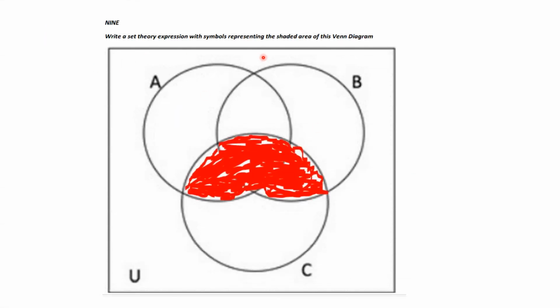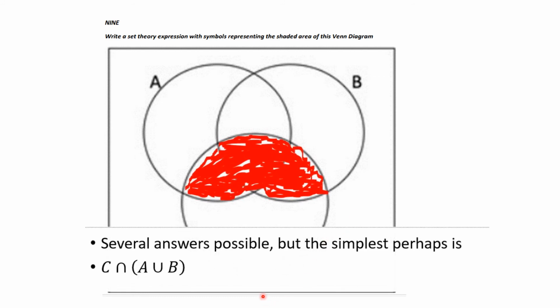Number 9, you're supposed to write a set theory expression with symbols representing the shaded area in this Venn diagram. Now, there's probably many different ways, and I will look at your answer to see if it is correct, but the simplest is, this is in C, this is part C, C intersect A union B.